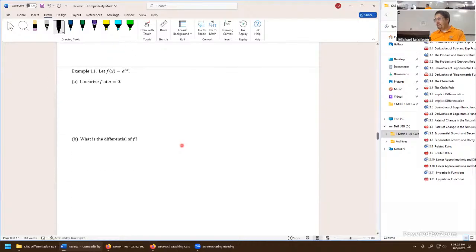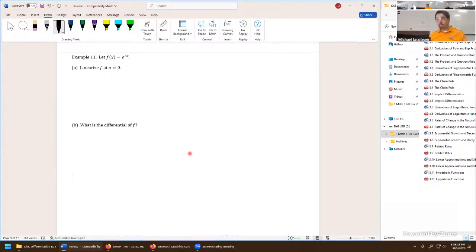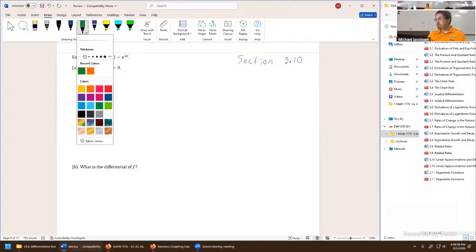Here we're linearizing something and taking its differential, all in one big problem. So for the first portion, let's also say this is a good section to review. This is all from section 3.10, right before the hyperbolic functions. If we're going to linearize the function f at a value, a is 0, a good thing to remind yourself is all you're doing is a tangent line equation. There's a formula for this to make it as streamlined as possible. So if you like, you can mention the formula.